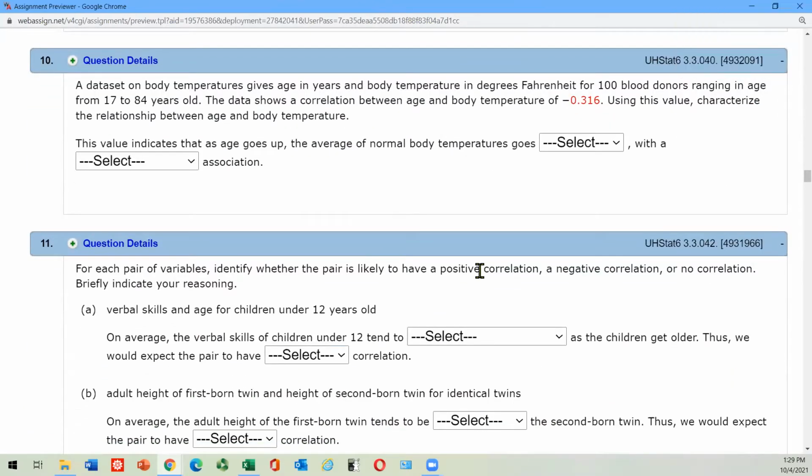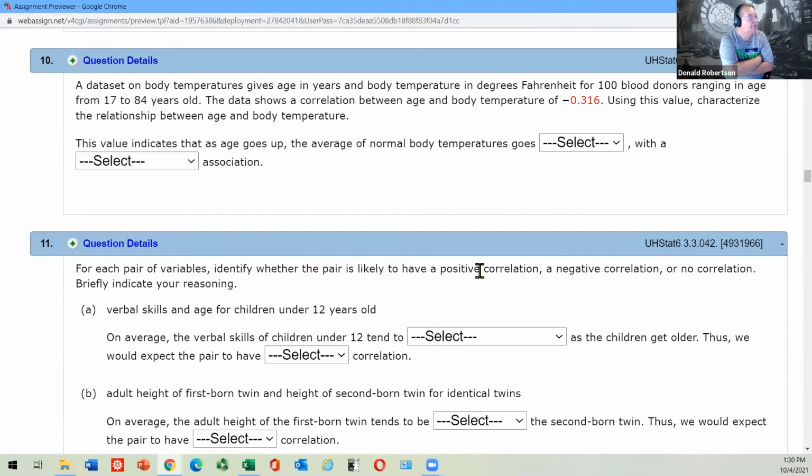Okay, so moving on to 10 then. A data set of body temperature gives the age in years and a body temperature in degrees Fahrenheit for 100 blood donors in the age group 17 to 84. Okay. This data shows a correlation between the age and body temperature of negative 0.3. So the older you are, your body temperature is going down a little. Yeah, okay. It's not a great relationship, but evidently it's there.